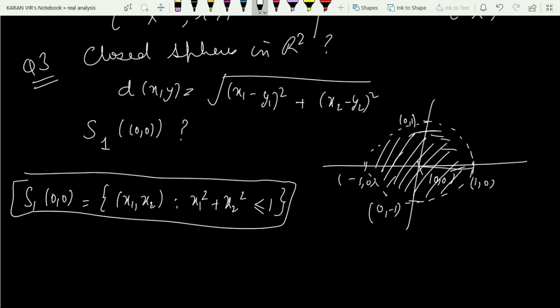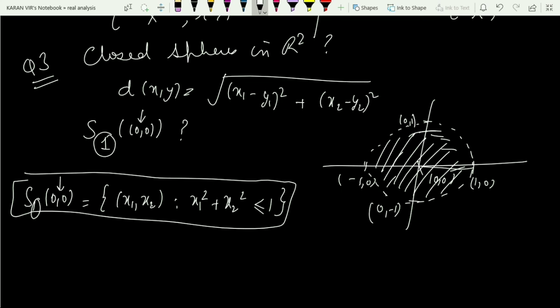Now, the last example in this video lecture: we are asked to calculate the closed sphere in R square. So basically the distance between the 2 points in R square is generally given as the square root of x1 minus y1 squared plus x2 minus y2 squared. So what if I'm asked to calculate the closed sphere with the center 0, 0 and radius 1? Just apply the definition.